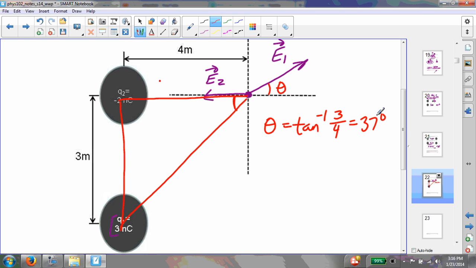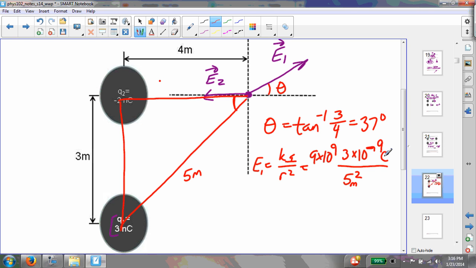Yeah, 37 degrees. So that's my angle. Now I need to find my magnitudes, E1 and E2. E1 is kQ over R squared. That's 9 times 10 to the 9th. Q, I'm looking for E1, so Q is 3 times 10 to the minus 9, divided by R squared. This is 5 meters, that's 5 meters squared.